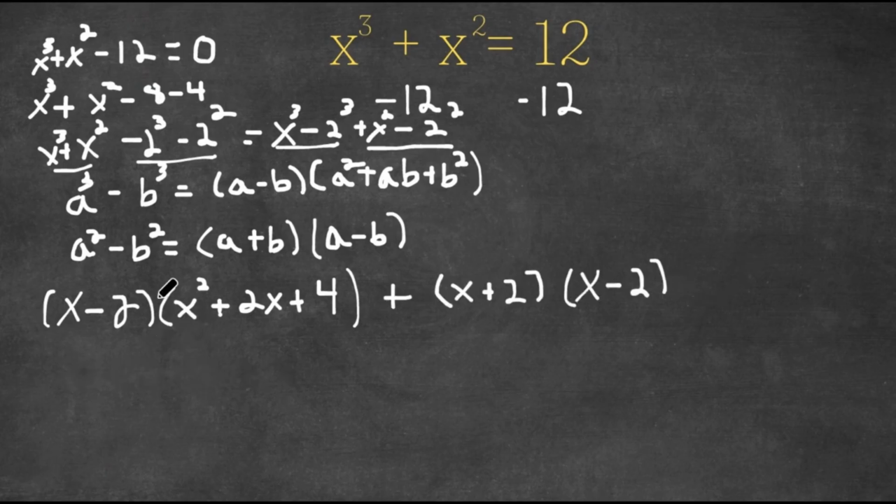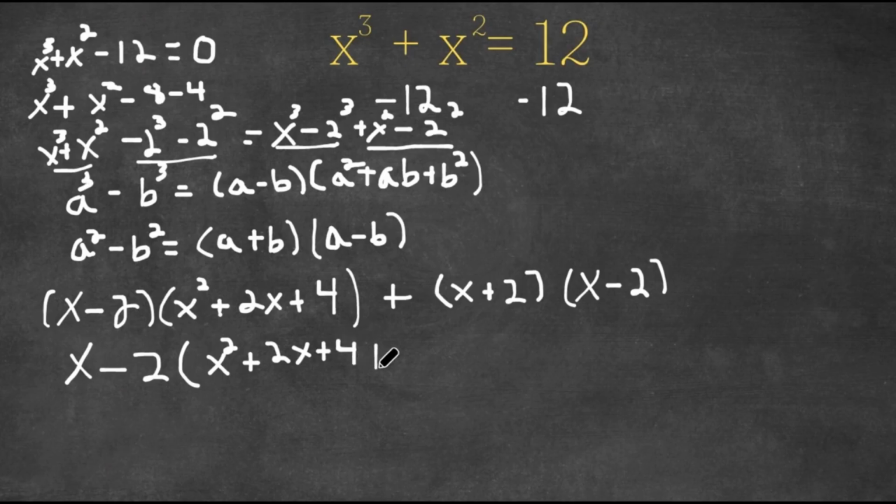So now if I factor out x minus 2 from this entire expression, we would get x minus 2 times x minus 2 times x squared plus 2x plus 4 divided by x minus 2 is simply just x squared plus 2x plus 4, plus x plus 2 times x minus 2 divided by x minus 2 is simply just x plus 2. So now we get x minus 2 times x squared plus 2x plus 4 plus x plus 2.